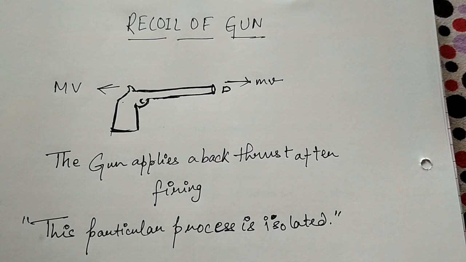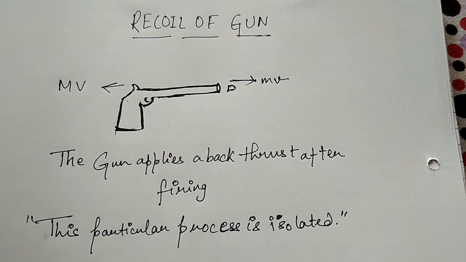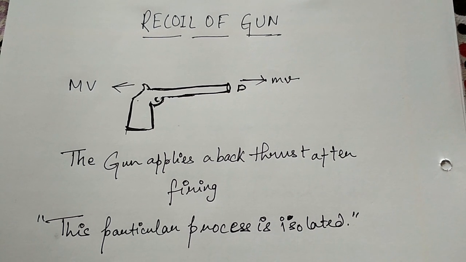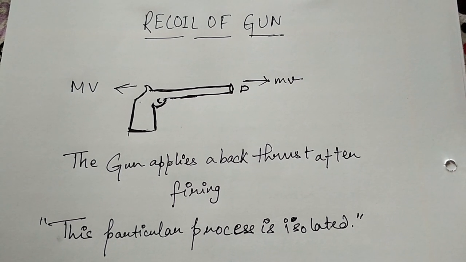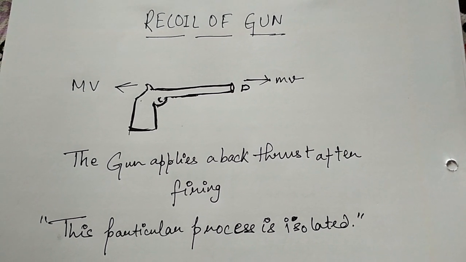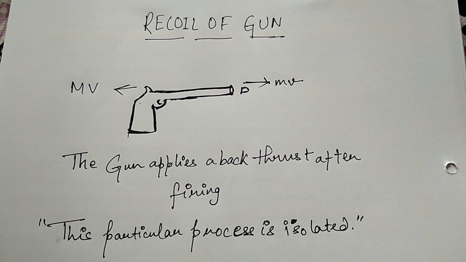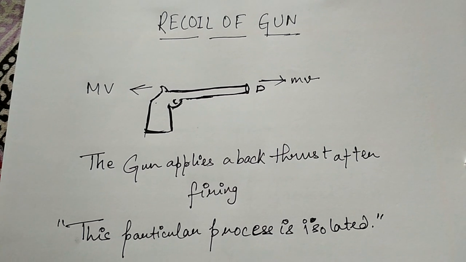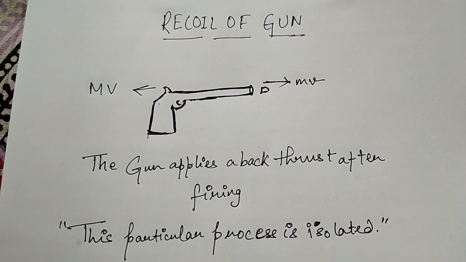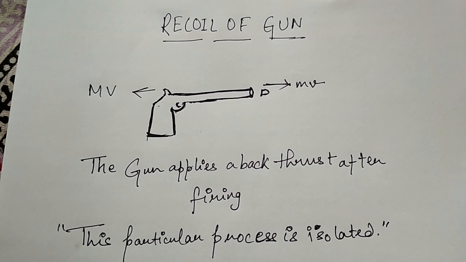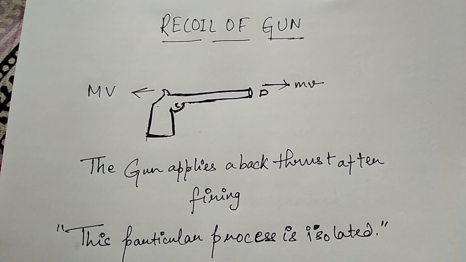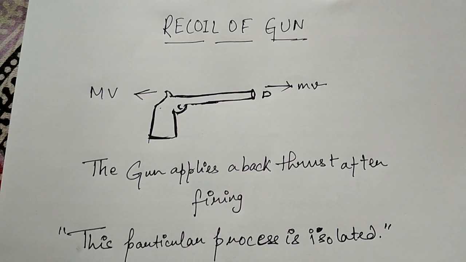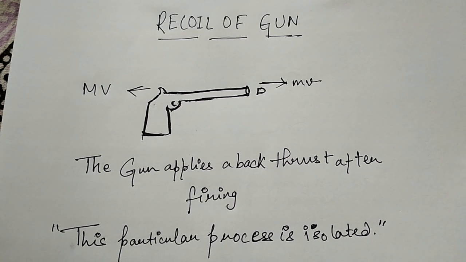Hello friends, today we will be discussing the recoil of a gun. Recoil of a gun is a very important example of the laws of motion, which is also an important example of the law of conservation of linear momentum. So when a bullet is fired from a gun, the bullet moves forward and the gun applies a back thrust backwards, which is known as recoiling.